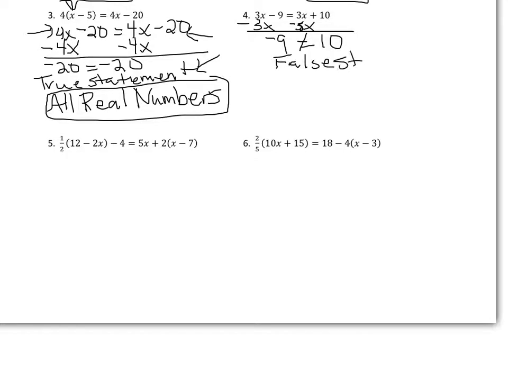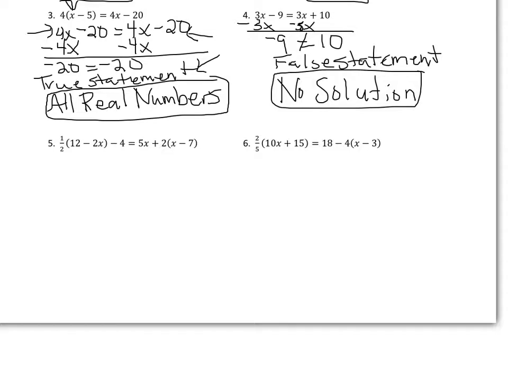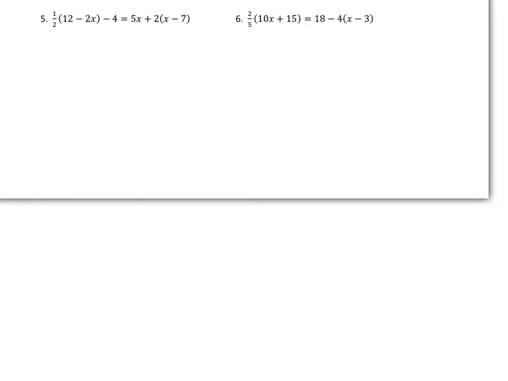So in this case, even when the variables cancel out, there's a false statement. There is no solution for this. There is no number that will work to make this equation true, because it's really not in balance. Okay, so make sure you know the difference between when all real numbers will work or there's no solution. All right. Now, let's move this up and look at a couple more examples.